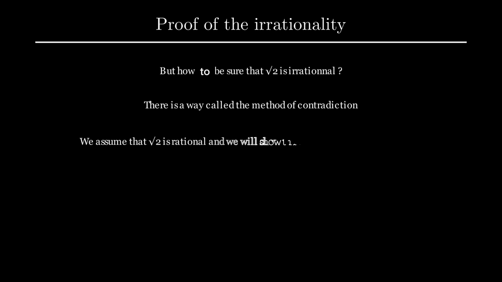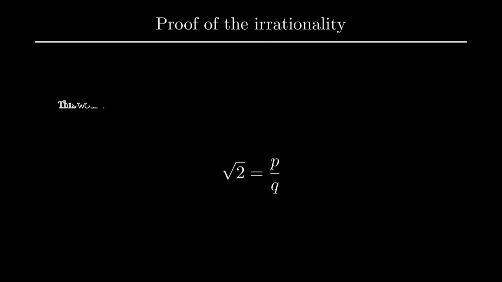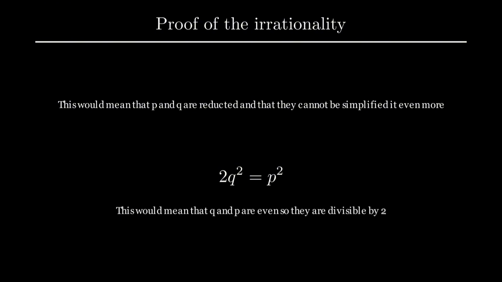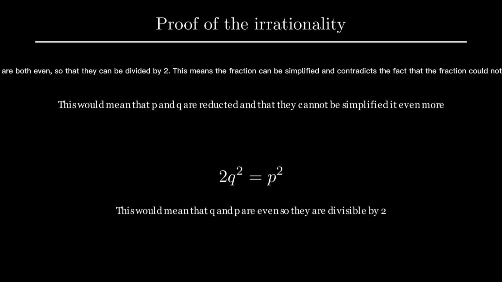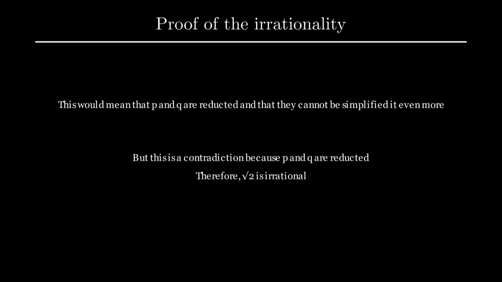To start off, we will assume the square root of 2 is rational and that it can be written as a fraction p over q. This would mean that the fraction is at its lowest form and that it cannot be simplified. We solve the equation by cancelling the square root. This gives us 2 equal to p squared over q squared. But doing this implies that p and q are both even, so that they can be divided by 2. This means the fraction can be simplified and contradicts the fact that the fraction could not be simplified anymore. Therefore, the square root of 2 is irrational, as we proved it. There are, of course, other methods for proving that we'll cover later.